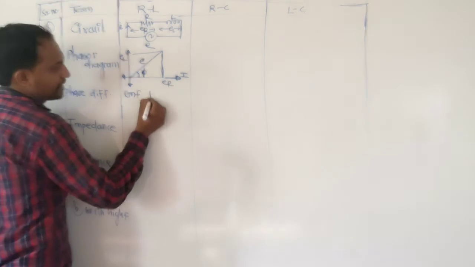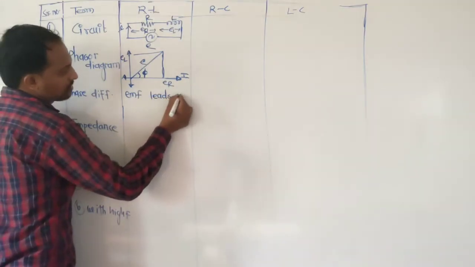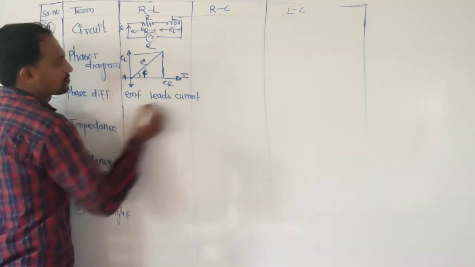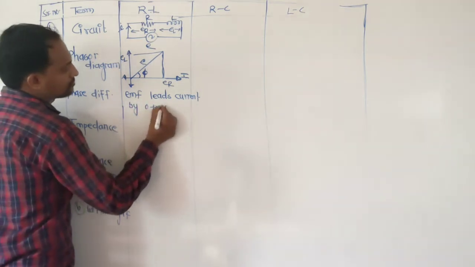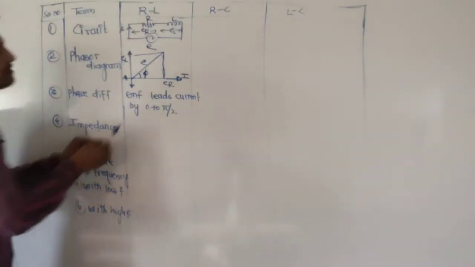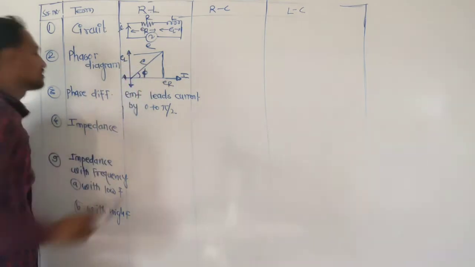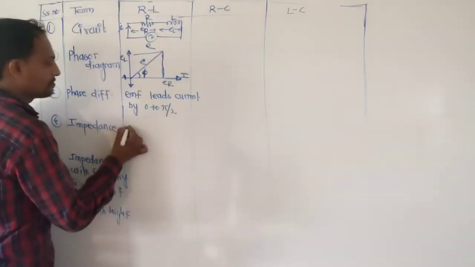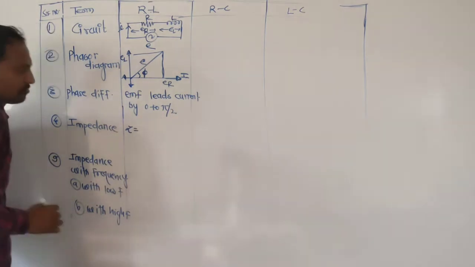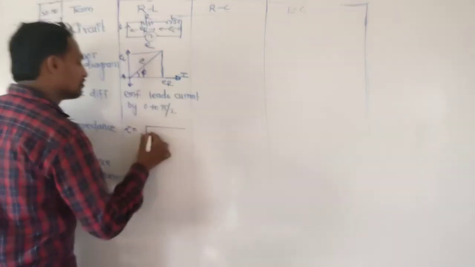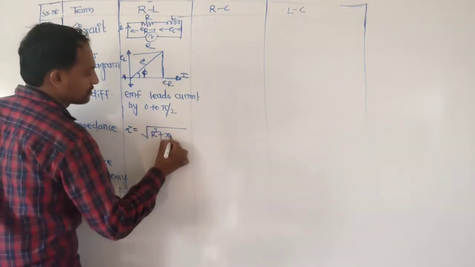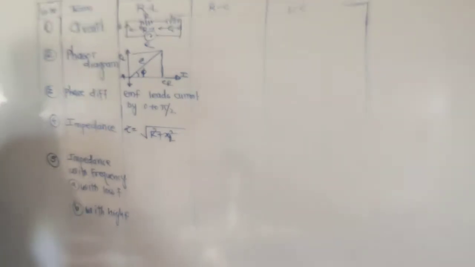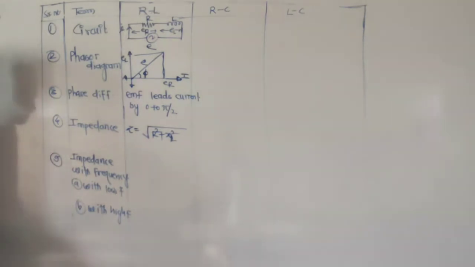So EMF leads current by 0 to pi by 2. This angle is not fixed, that's why we say 0 to pi by 2. It varies between these components. The impedance for this is Z equal to under root R square plus XL square.